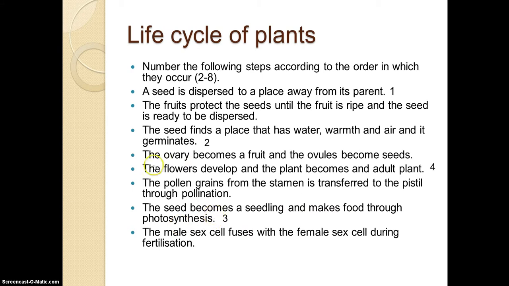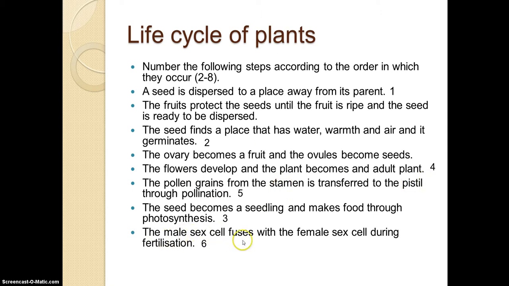4. The flowers develop and the parent becomes an adult plant. 5. The pollen grains from the stamen is transferred to the pistil through pollination. 6. The male sex cell fuses with the female sex cell during fertilization. Now on number 5, pollen grains not just from the stamen, from the anther is transferred to the stigma.